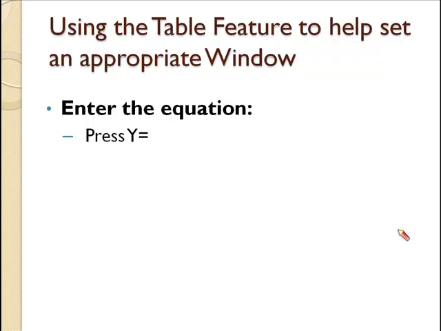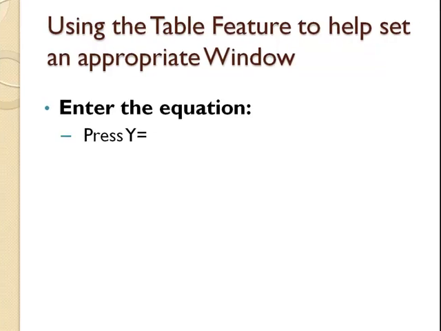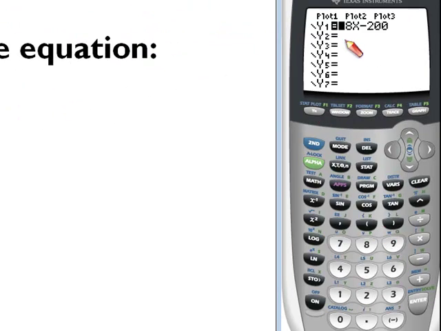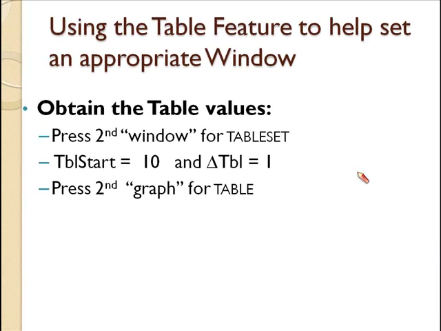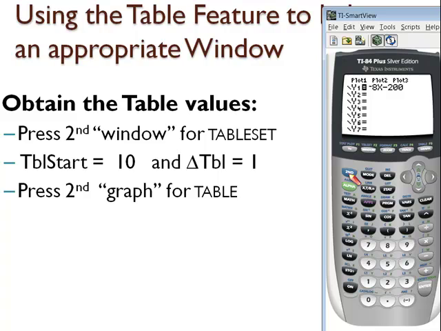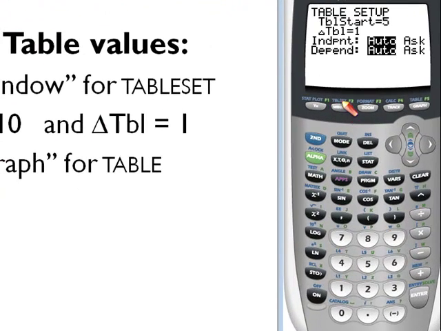Again, we want to make sure the function's equation is typed in the y equals screen. So we press y equals. There's our equation, because the calculator can only generate a table if it has the equation. Now we can go through the steps to obtain the table of values. We can press second and window to access the table set menu. And again, we're going to start at negative 10, and we're going to count by increments of 1.